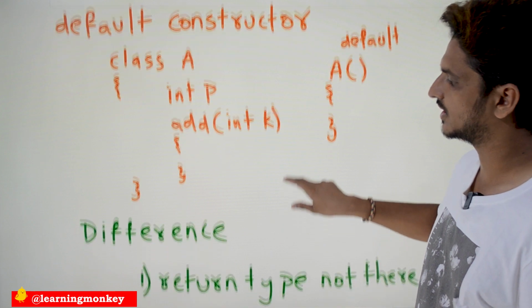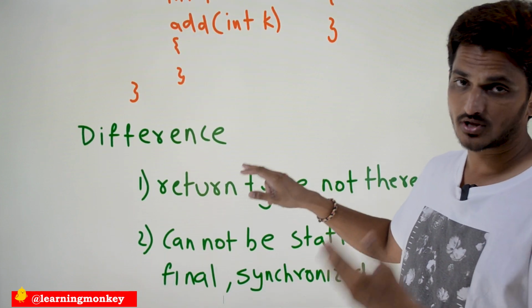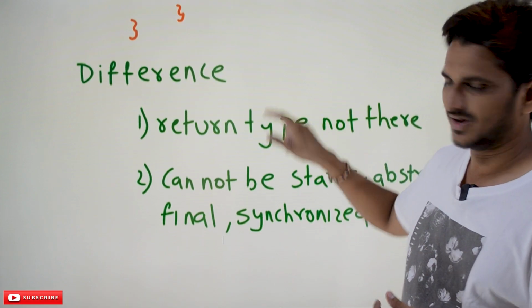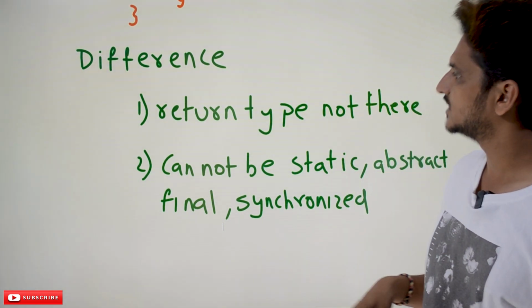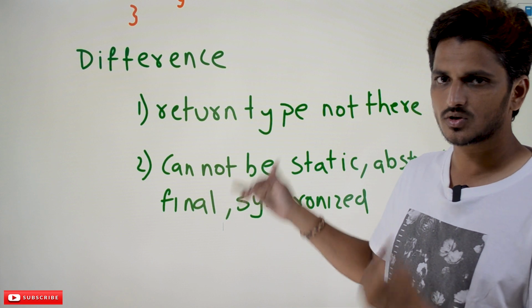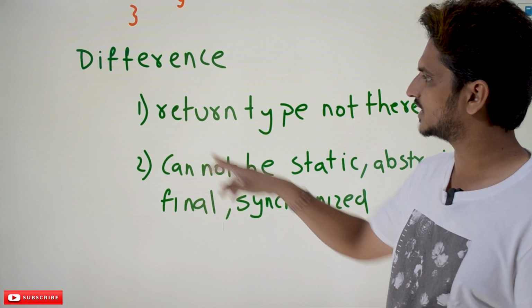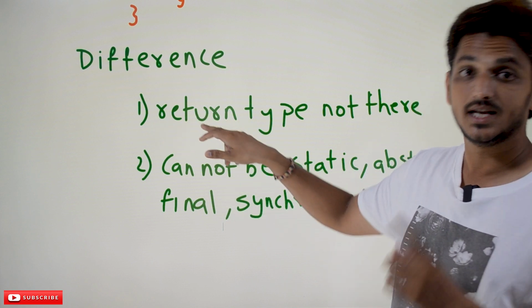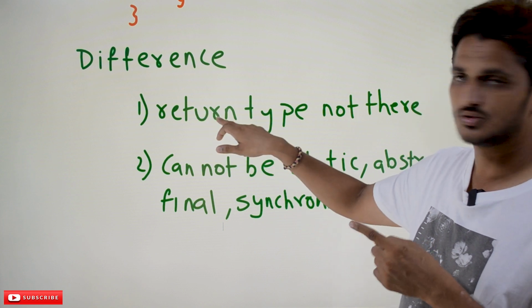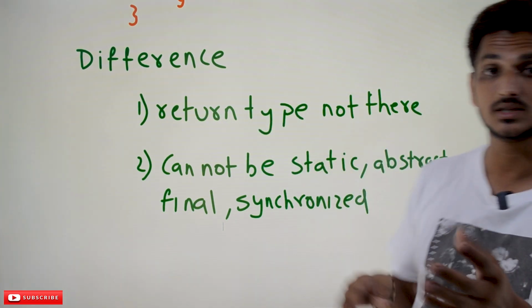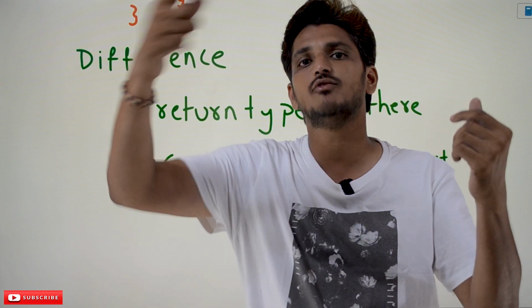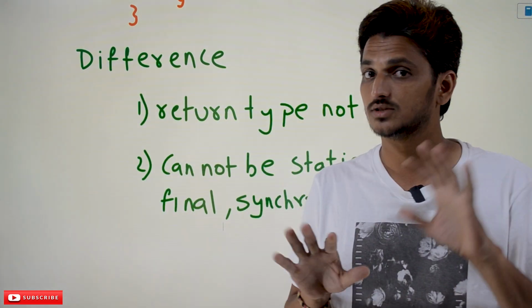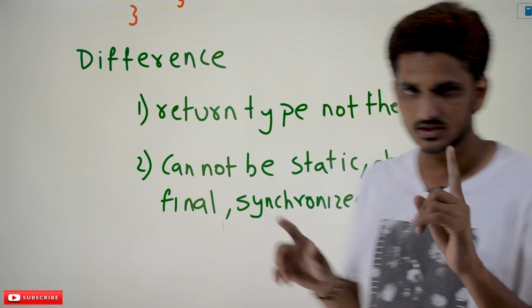So what is the difference between a constructor and a method? Constructors are mostly used to initialize the variables, the instance variables, and some more differences are there. You need to understand that. The first difference is that constructors should not have any return type. Methods have return types. Methods can return some values, but constructors don't. This is one of the differences.